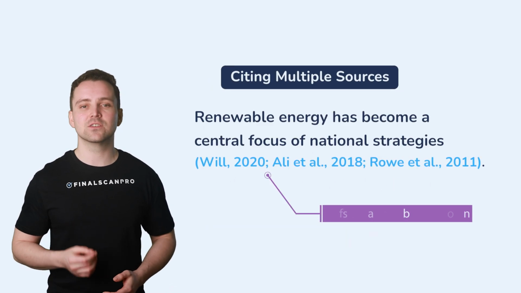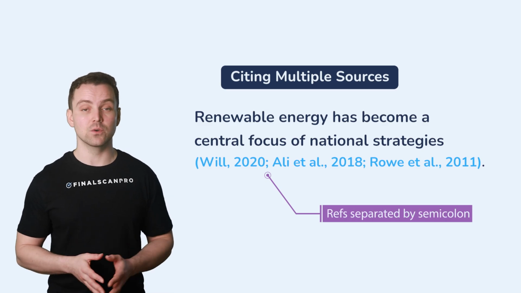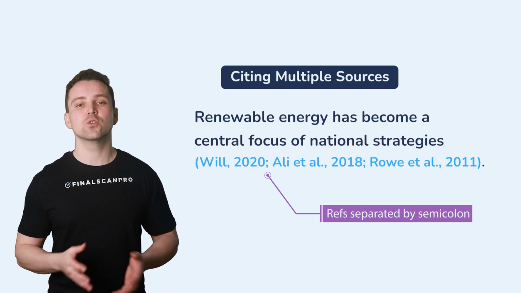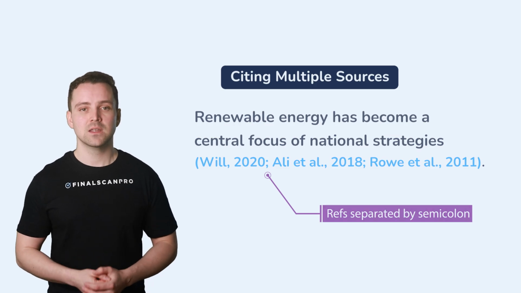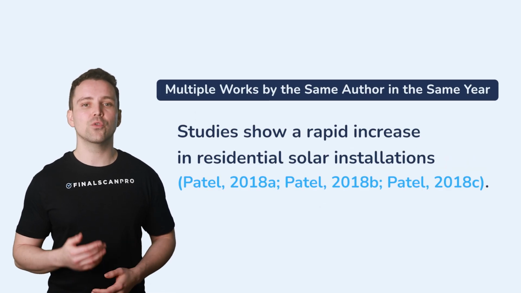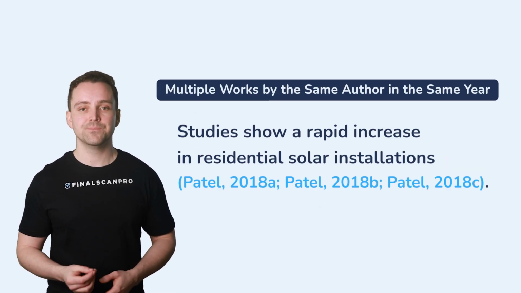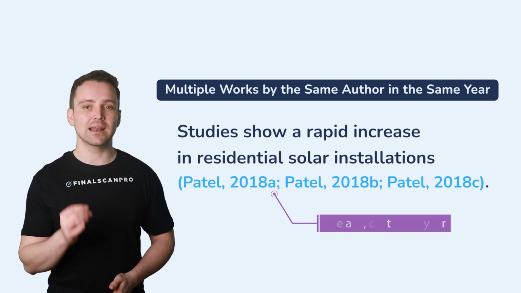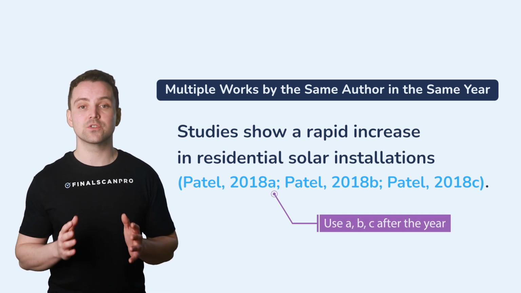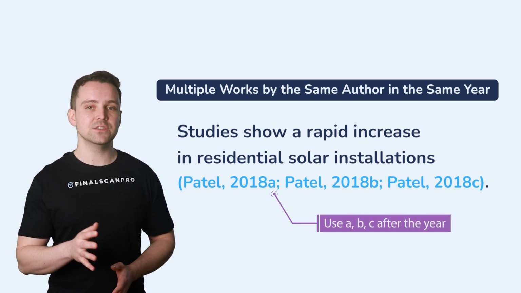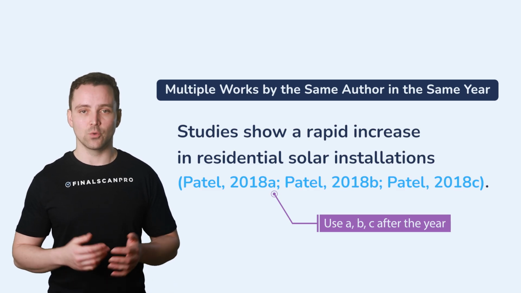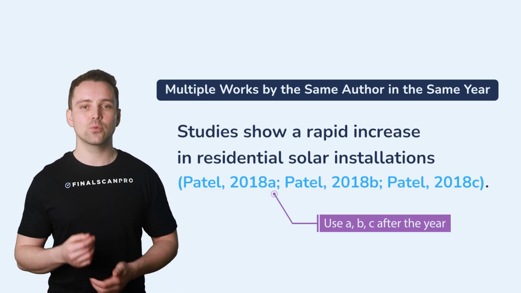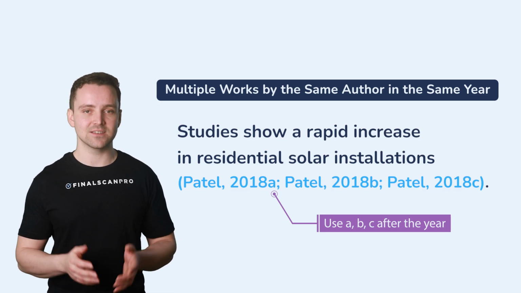Sometimes you may need to support a statement using more than one source. When that happens, list all the citations together and separate them with semicolons. Sometimes an author publishes more than one paper in the same year. When that happens, you add letters after the year to tell the sources apart. In this example, Patel published 3 papers in 2018, so we label them 2018A, 2018B, and 2018C.